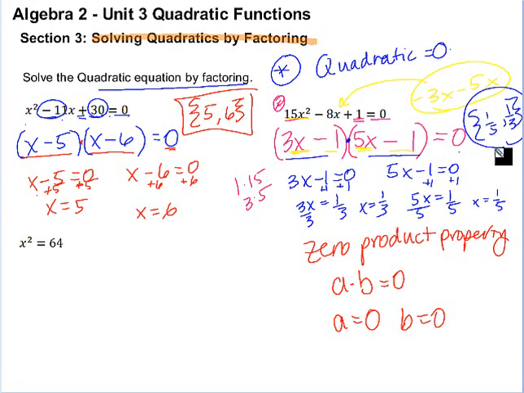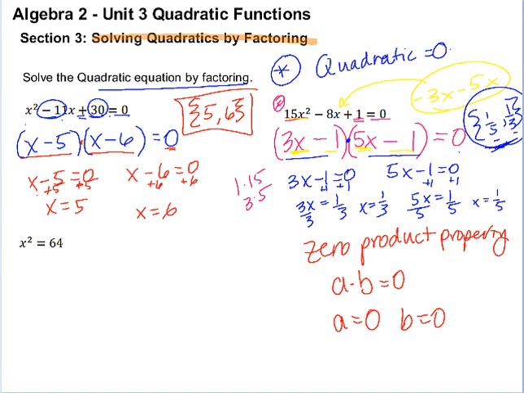Now think about this problem when we graphed it. We would not have gotten 1/5 and 1/3. Instead, we would have had our parabola crossing in between two integers. So when we factor, we get more exact answers than what we did when we graphed.